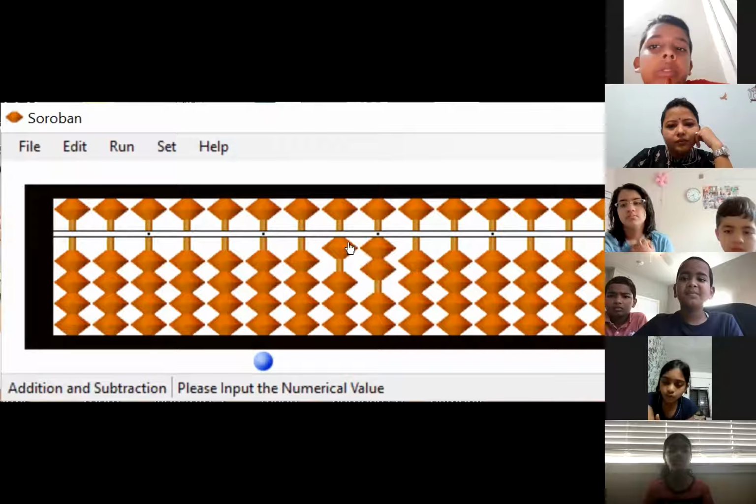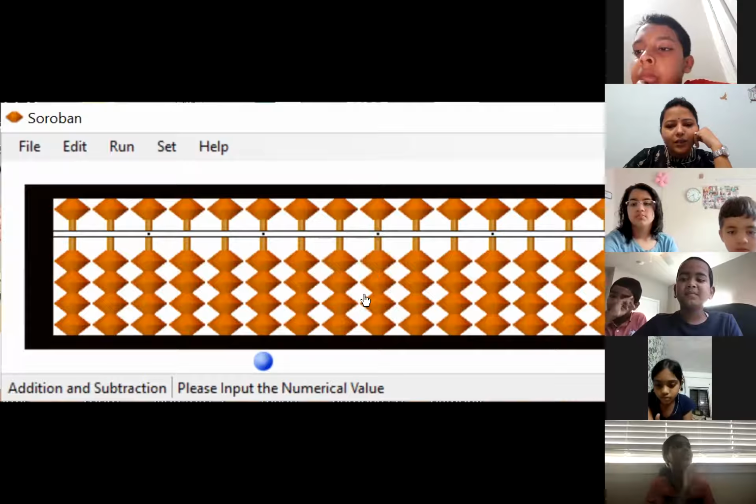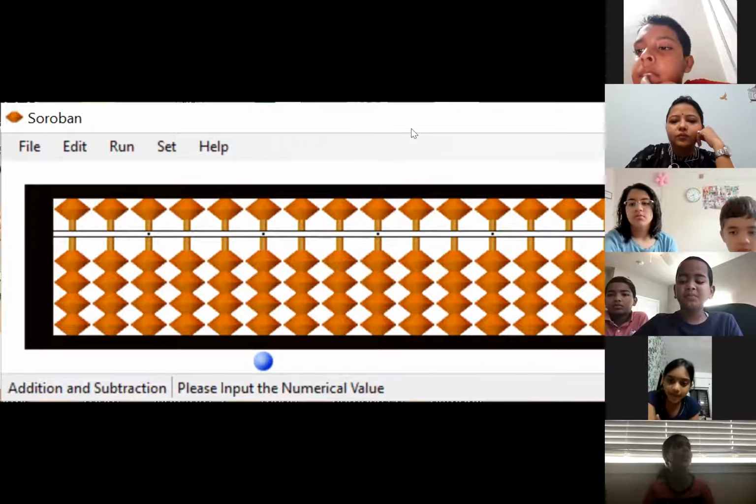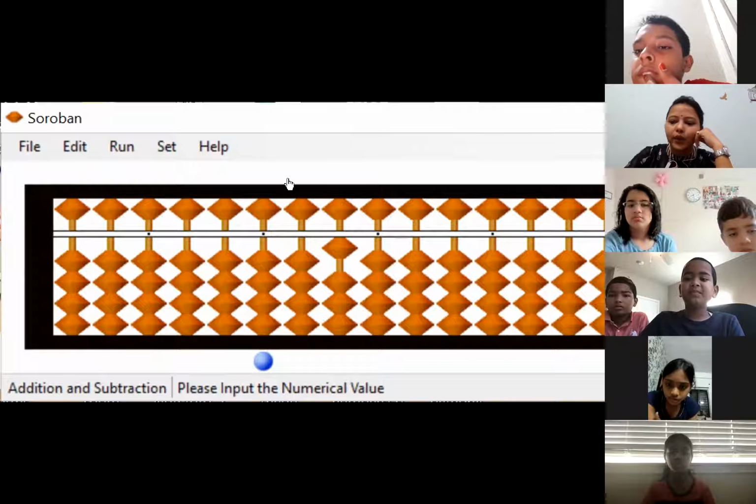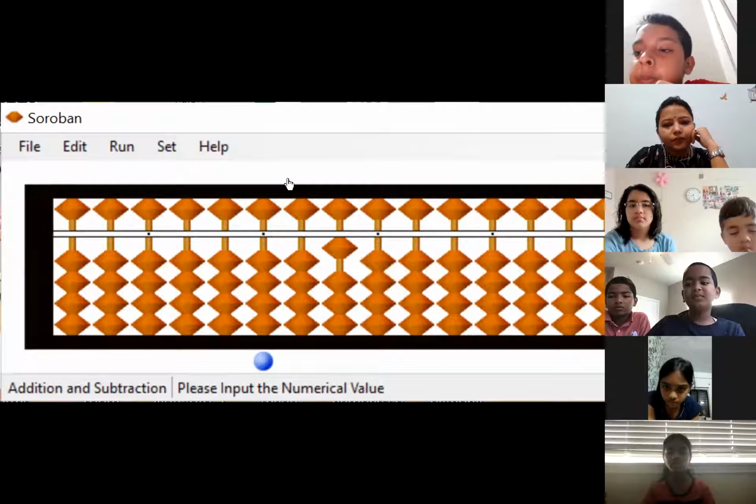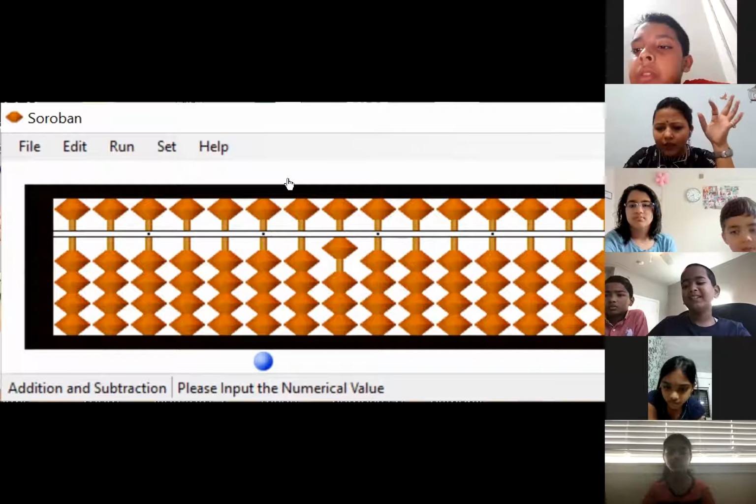Ma'am, how to make 10? See, 1 here and 0 here. The way you write 10, in the same way you make 10. Got it? Okay, ma'am. We will be doing practice, don't worry.